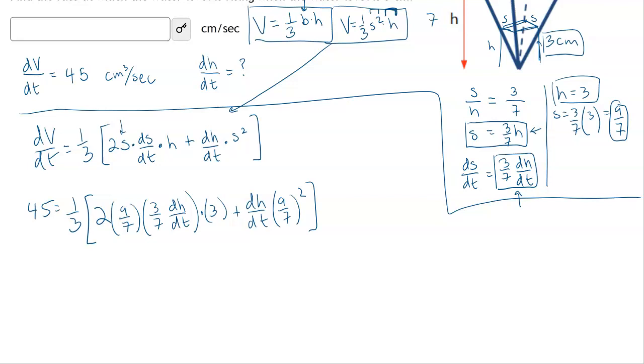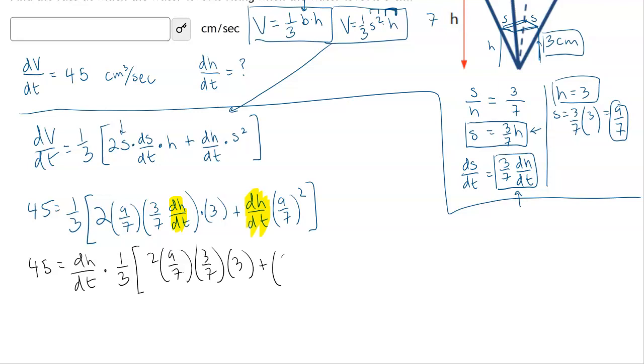The only thing that's left that we need to solve for now is our dh/dt, right? That's our unknown. That's what we're trying to figure out. How quickly is the height changing with respect to time? So with that, we can go ahead and just solve for dh/dt. So maybe I'll simplify this a little bit and factor out that dh/dt. So I have 45 is equal to, I'll pull the dh/dt out of both of those, dh/dt in front, times 1/3. And still inside, we have 2 times 9/7 times 3/7 times 3. And here I still have the 9/7 squared.